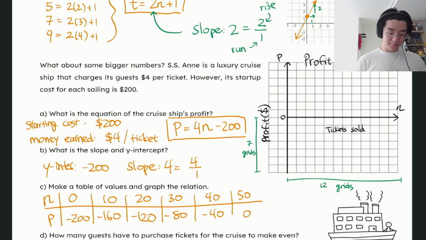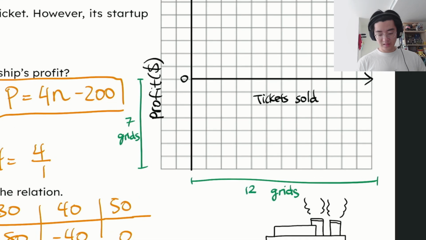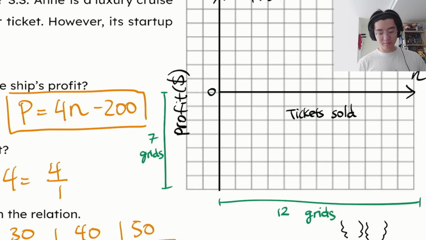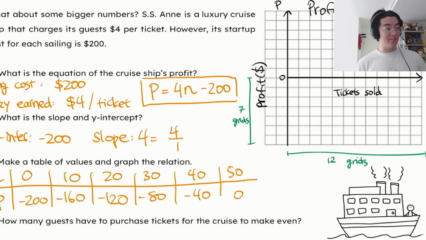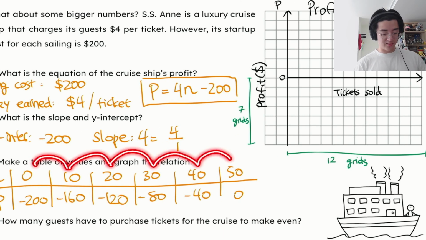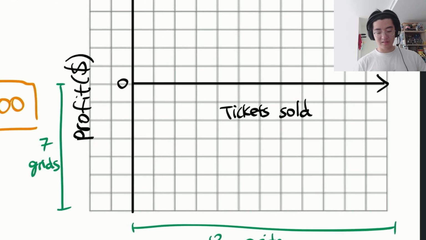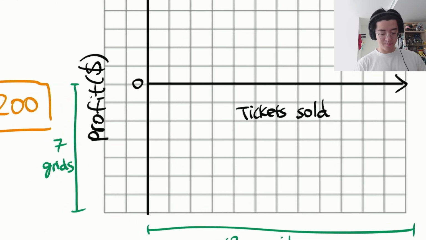Right, because we went up by 10 each time, we have to go up by 10 within 12 grids. We notice here that we went up by 10 five times, from 0 to 10, to 20, 30, 40, 50. So what we can do here is go up by 2 grids each time. So you got 10, let's do it in black here, 30, 40, 50. That's how we can gauge how to space it out.